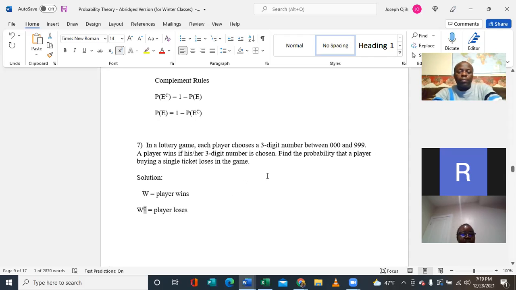So now he says, find the probability that a player buying a single ticket loses the game. First, let's find the probability of winning. The probability that he wins, W, according to this rule, is 1 minus the probability that he loses. He bought a single ticket, so the chance he wins is 1 chance out of 1,000 tickets sold. It's 1 over 1,000, which is 1 divided by 1,000.